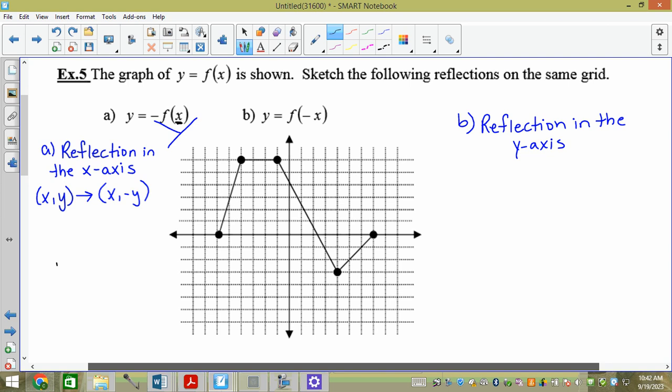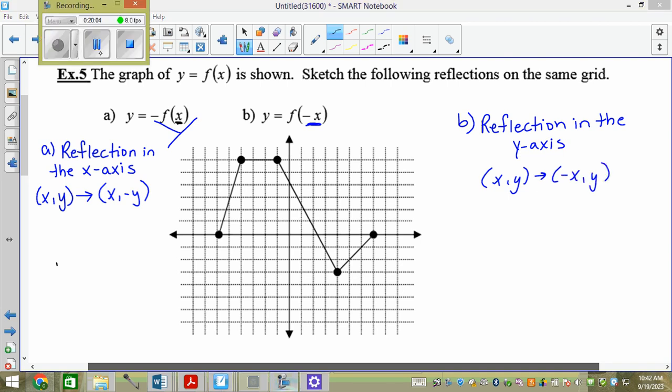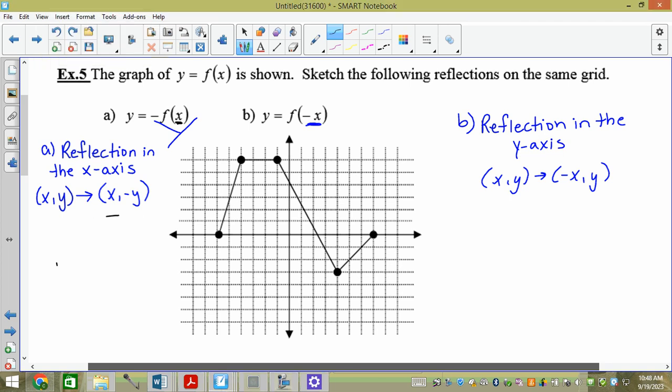And once again, I have a negative x now, so xy becomes negative xy. If it reflects in the x-axis, that means we're doing this one. Our y's are being negated. This will remain invariant.